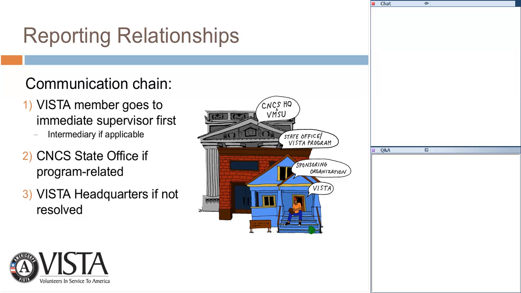And if the issue can't be resolved, or if the state office doesn't have what's being requested, then the next step would be to go to VISTA headquarters, which is at the Corporation for National and Community Service.